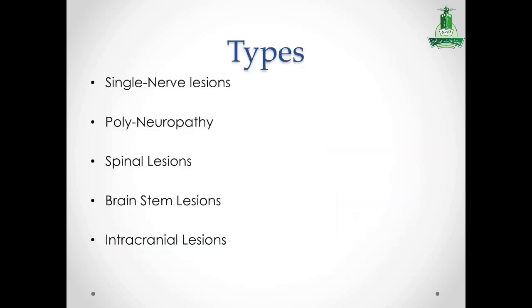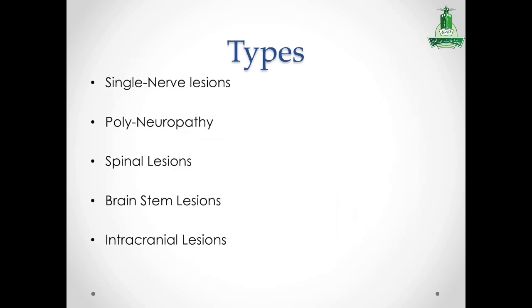So let's jump to the types of sensory disturbances that we can see in the clinic. The first type is a single nerve lesion. If we're talking about an ascending pathway, this would be a lesion at the very beginning of the ascending pathway. For example, in carpal tunnel syndrome, there is pressure on the median nerve and you have a paresthesia only in the distribution of the median nerve.